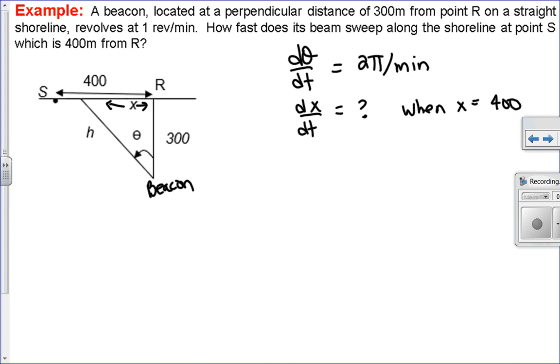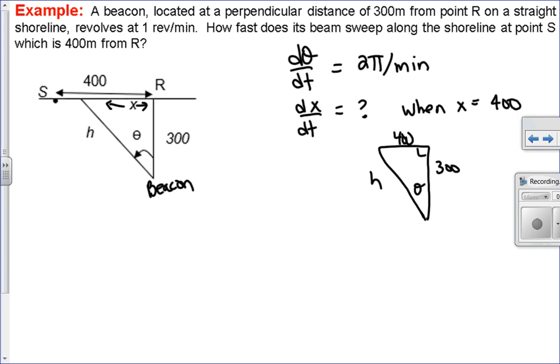Okay. So looking at this, we have to figure out some things on the triangle. So let's look at the triangle at this particular moment in time. So here's my triangle, not drawn to scale. I have when the distance along the shoreline is 400 meters. This is a fixed distance of 300. And I'm going to look at when it's at theta.